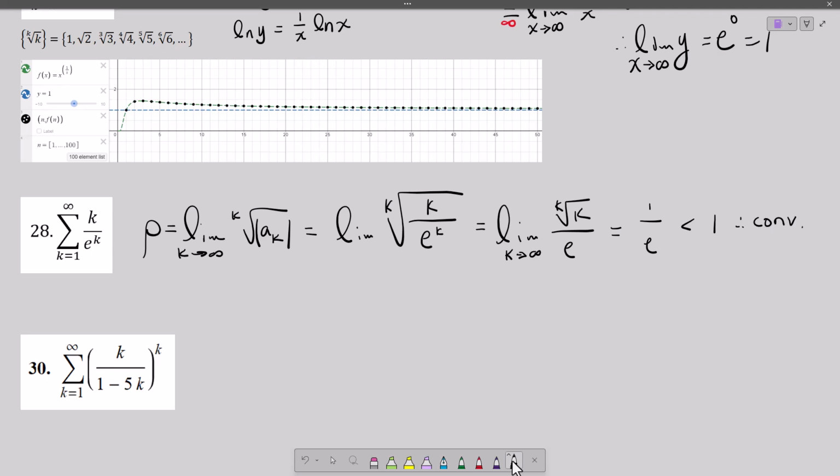Now, there were no absolutes in here and no negatives in here, so we can say that's all good. We don't need to say absolute convergence, that's redundant. The series only has positive numbers, so we don't need it.